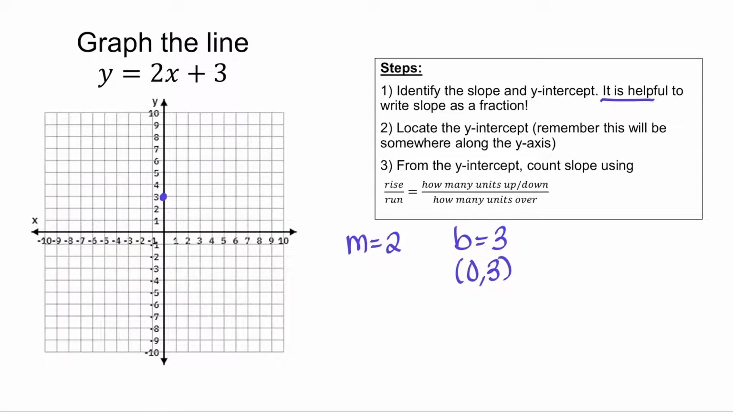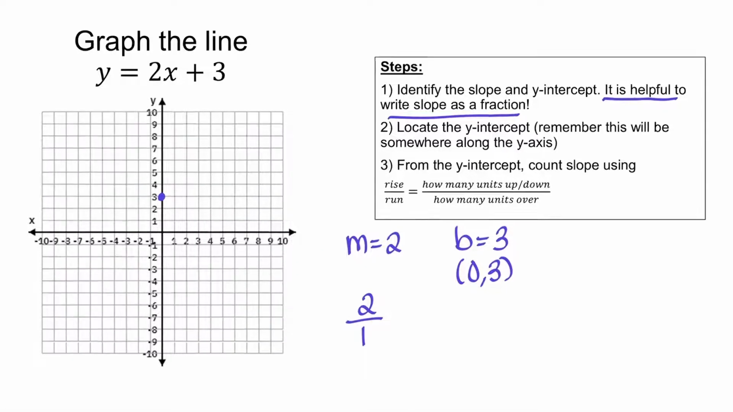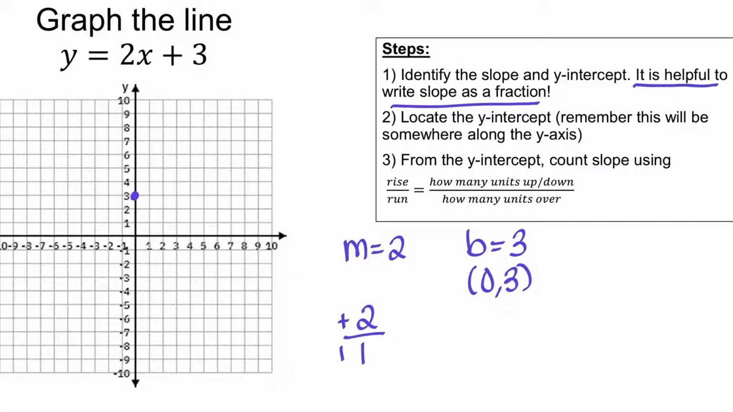Remember, sometimes it's helpful to write slope as a fraction so that I know how to count it. So I'm going to turn this 2 into a fraction. Remember that to turn a whole number into a fraction, I need to put it over 1. So this is 2/1. It's a positive 2 over positive 1, so that means I go up 2, right 1. So from this point, I'm going to go up 1, 2. I'm going to go right 1, and that is my second point. So I'm going to connect these 2 points to draw the graph of my line.